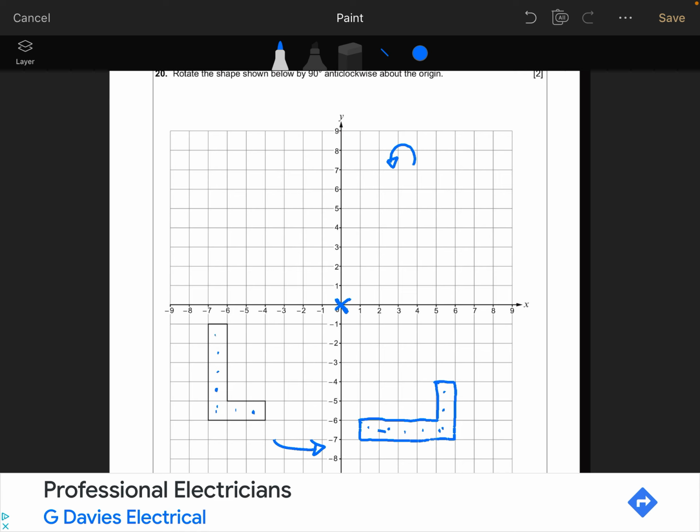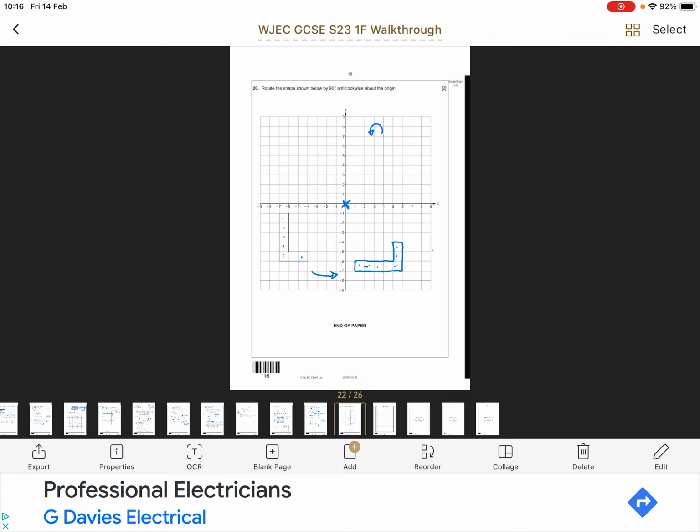If you think about the shape itself, it has turned through a quarter of a turn anti-clockwise. Okay, but its position has changed as well, and if it's not in that position, it's because you won't have taken the center of rotation at the origin there. And that's it. That's the end of the paper.